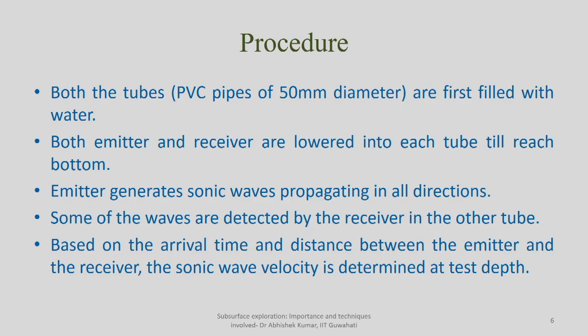As I mentioned here, both the tubes, PVC pipes of almost 50 mm diameter, are first filled with water. Once concreting is done, you fill those tubes with water, then you lower the emitter as well as the receiver into each tube till the bottom. That will ensure the quality of the concrete throughout the cross section, starting with the base, because depending upon the characteristics of the base, the load carrying capacity of the pile can also vary.